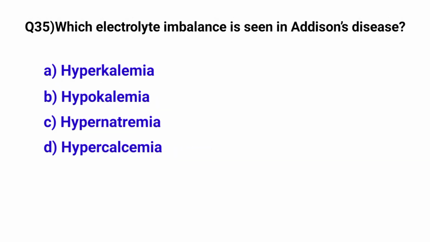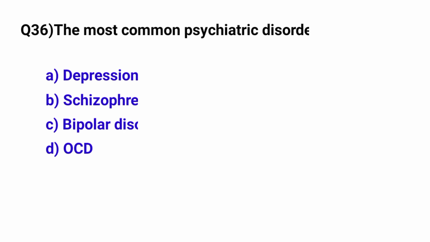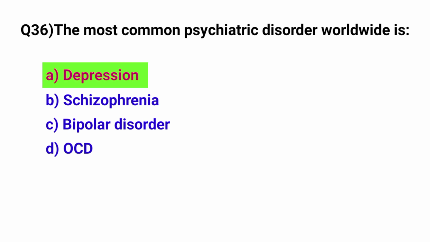Question number 35. Which electrolyte imbalance is seen in Addison's disease? The correct option is A. Hyperkalemia. Question number 36. The most common psychiatric disorder worldwide is. The correct option is A. Depression.